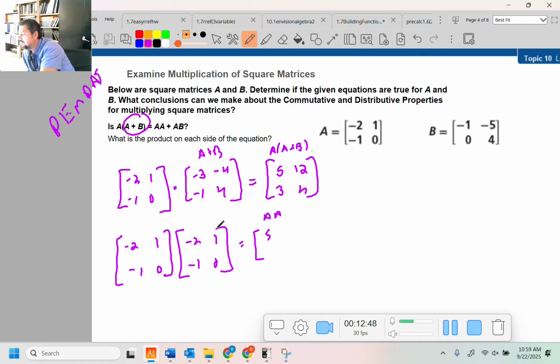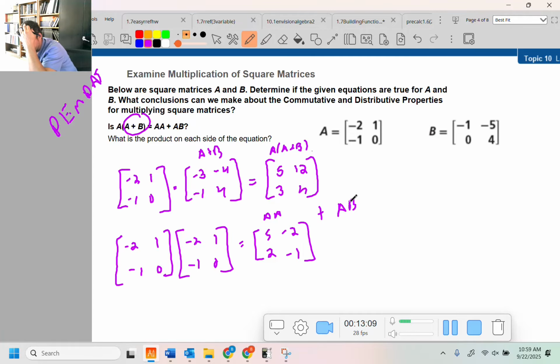Where was I? -2 times 1 is -2. 1 times 0 is 0, so -2. -1 times -2 is 2. 0 times -1 is 0, so I just get 2. -1 times 1 is -1. 0 times 0 is 0, so -1. That's AA. I'm supposed to add to it AB.